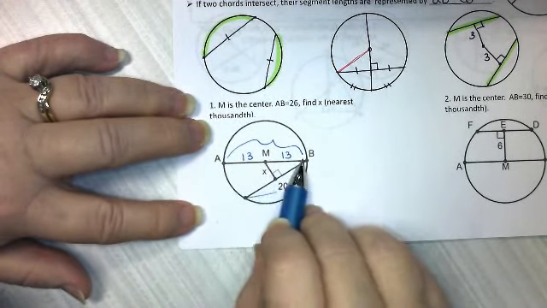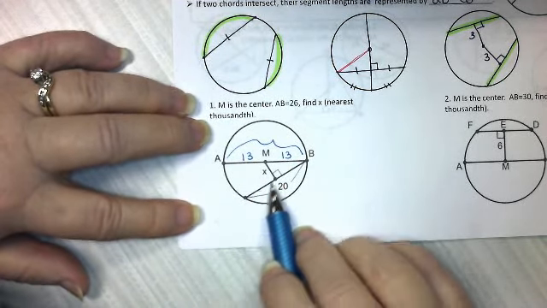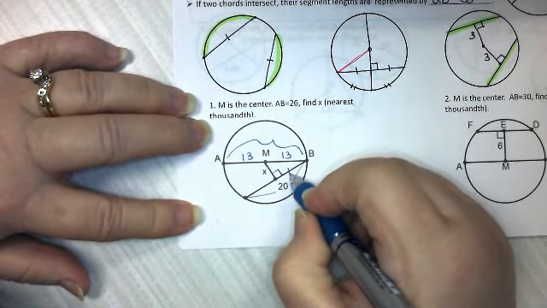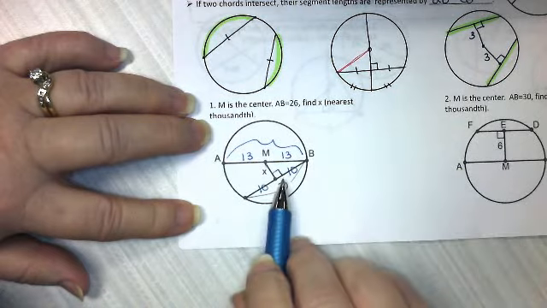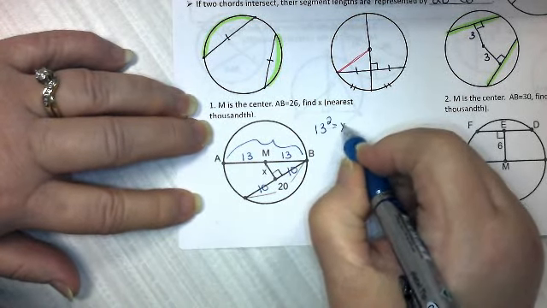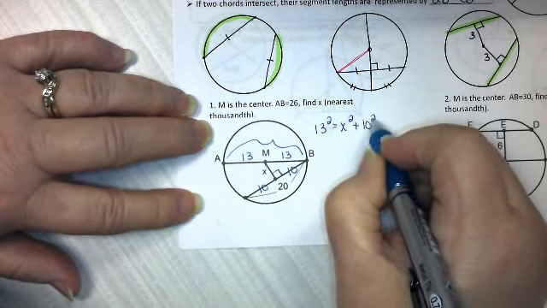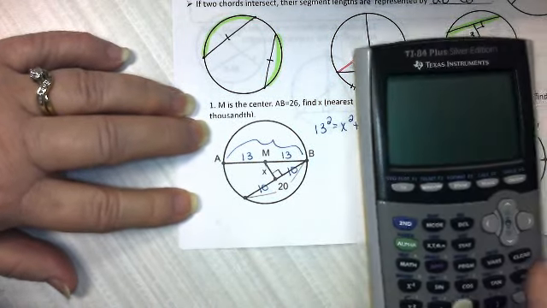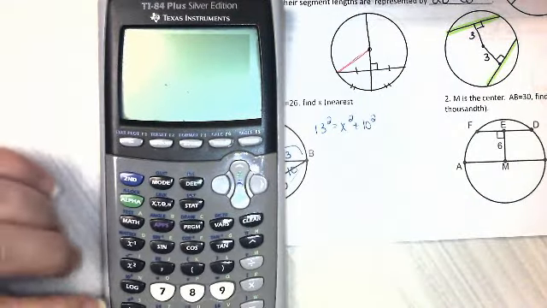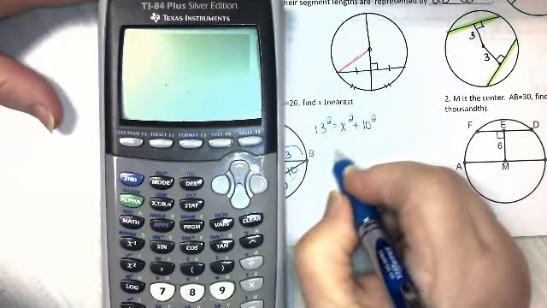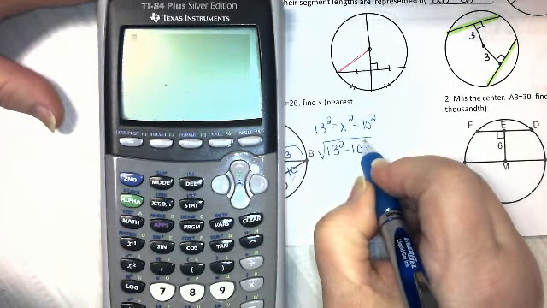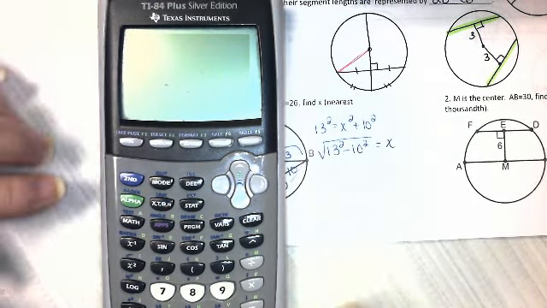So now I have a hypotenuse of 13. My chord right here, notice this is perpendicular to my chord, so my chord got cut in half. And now I just plug those into the Pythagorean theorem. 13 squared equals x squared plus 10 squared. So I'm going to grab my calculator. And if you want to shortcut this, some of you will figure this out. You could say 13 squared minus 10 squared, and then take the square root.